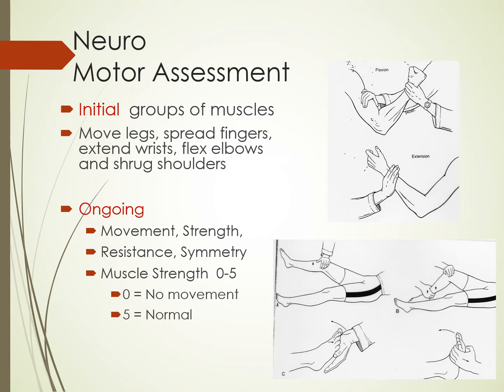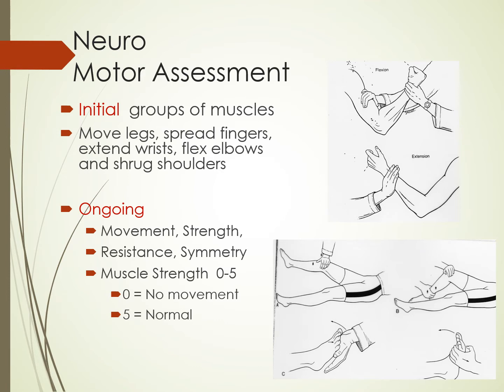That would be like a C7, C8. Can they spread their fingers? If they can't do that, can they extend their wrist? If not, can they flex their elbows? And lastly, you hope they can shrug their shoulders, because that is a C3, C4, which would be a ventilatory problem if they can't do that. So those are really important to do in the initial assessment, but also after any kind of procedure or surgery that may affect the spinal column itself.